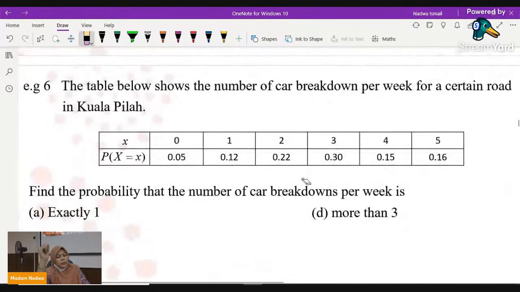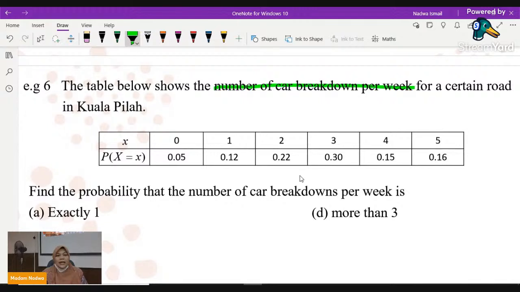Okay, next one, example 6. So hopefully everyone can see now. Discrete is simple. Once you have your table, it is easy. They have already prepared the table for us. The table below shows the number of car breakdowns per week for a certain road in Kuala Pilah. So the broken cars are the experiment. The outcome is whether no car breaks down, one car, two cars, three, four, or five cars break down in a week. So these are all the probabilities.